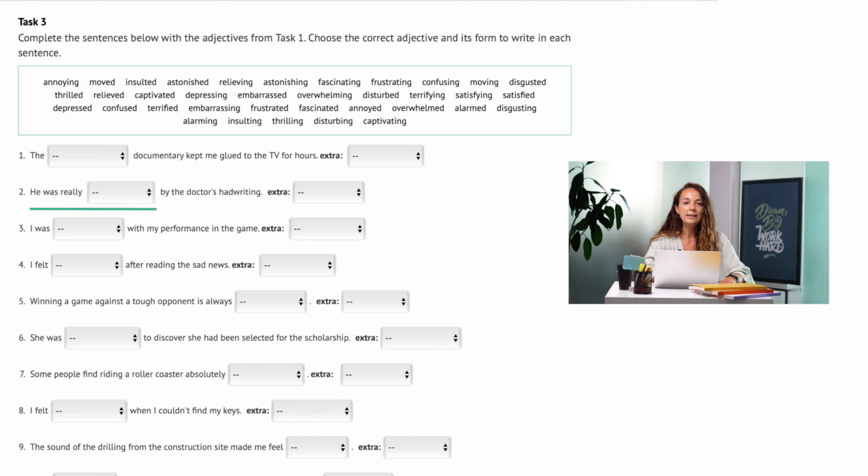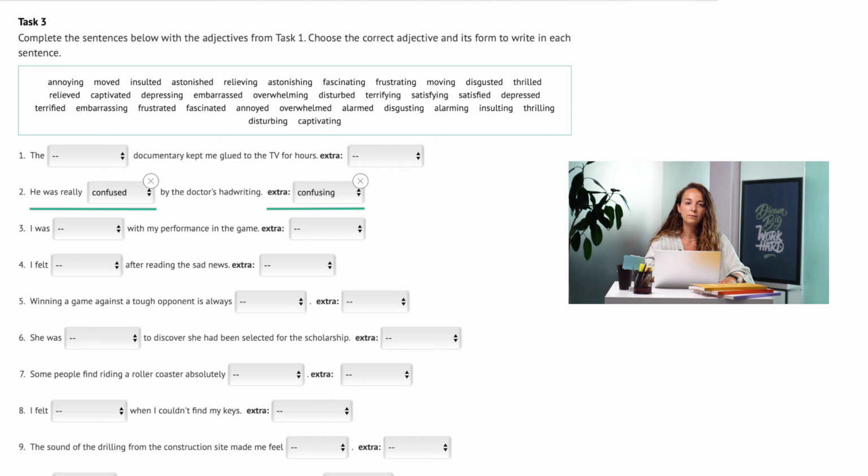So I think that I need to use confused or confusing over here. But which one is it? Am I talking about how the person feels or describing the handwriting? I'm talking about the way he feels, so I'll go for confused. At the end of the sentence, you'll see the word extra. So let's put the extra option, confusing, here.